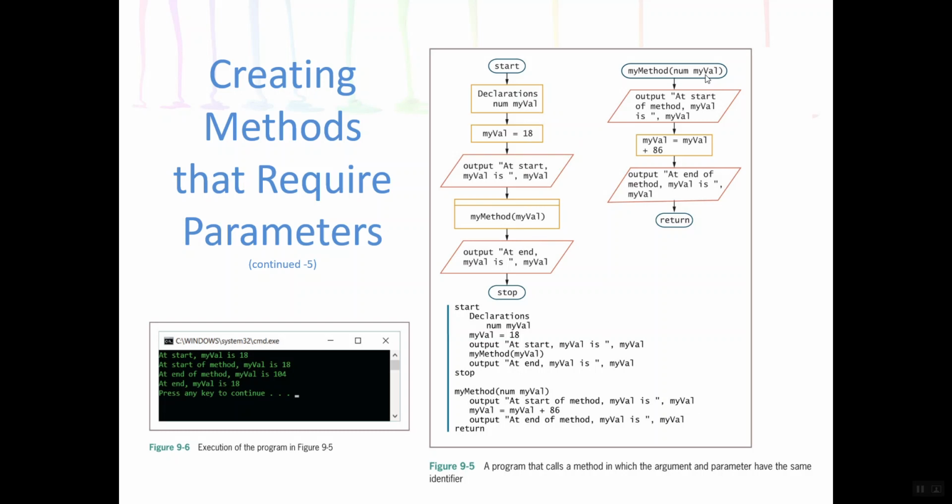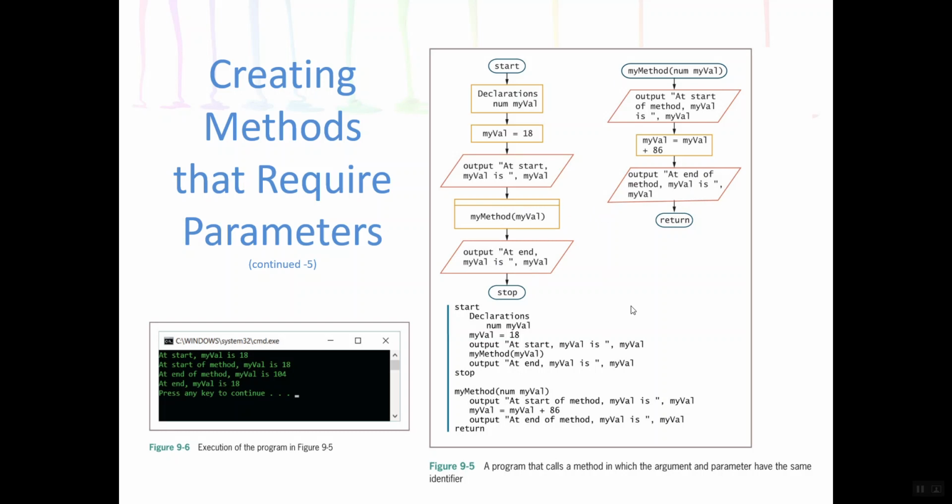An argument and a parameter can have the same name, or, as in the last example with the moon weight, they can have different names, and that also doesn't create a problem. Because what happens is, remember, when we call my method here, it's really whatever the value of this variable is. myVal is 18, so 18 is then passed into my method, and we already viewed what that does. It outputs it, adds 86, outputs it again, returns back, and then main finally outputs myVal again.